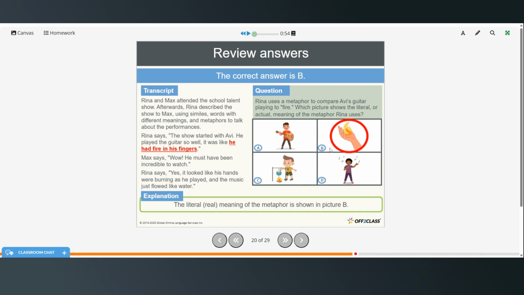So the correct answer is B. Rena uses a metaphor to compare Avi's guitar playing to fire, and the picture that shows the literal or actual meaning of the metaphor Rena uses is B. The sentence to support that is, he had fire in his fingers.